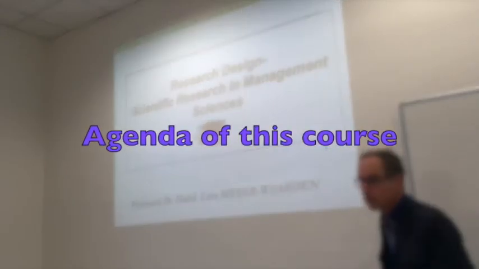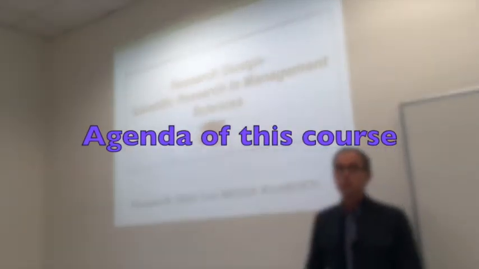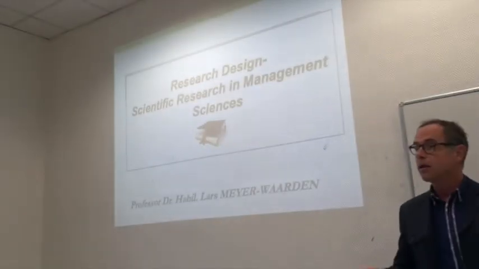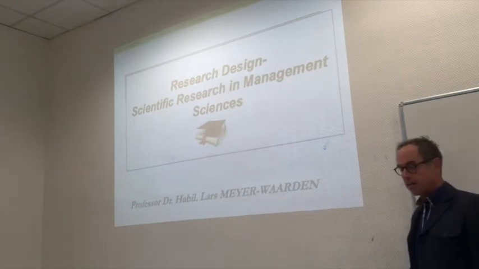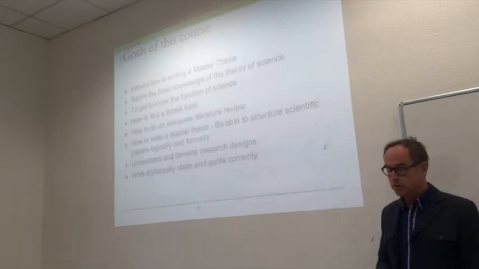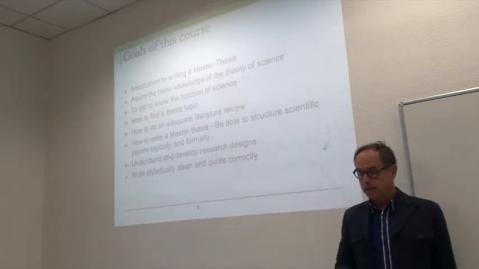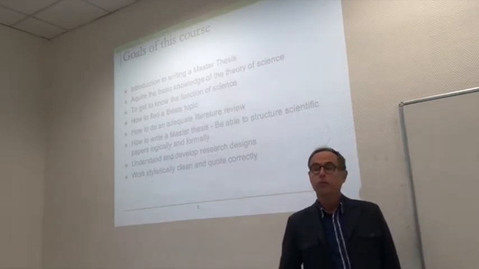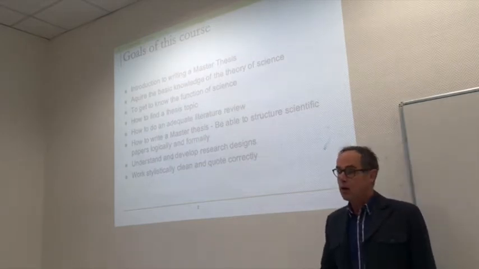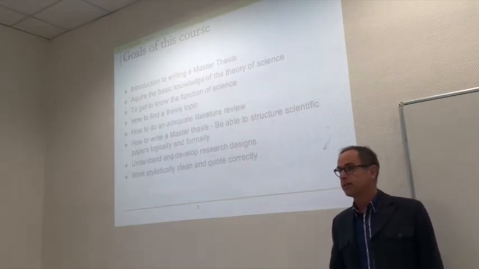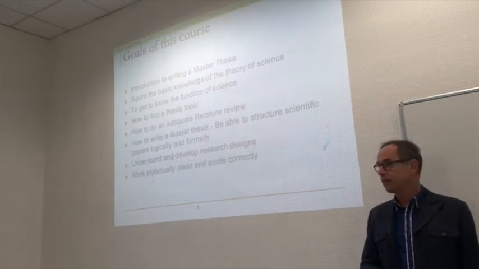The aim of this course is to learn how to do research in management science, which will be useful to write the master thesis. We'll shortly see how to write a master thesis. We'll see shortly what is science in management, and then we'll switch to topics like how to find a research topic, where to find a research topic.